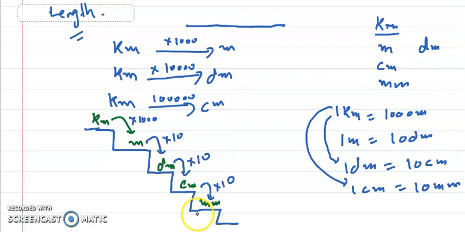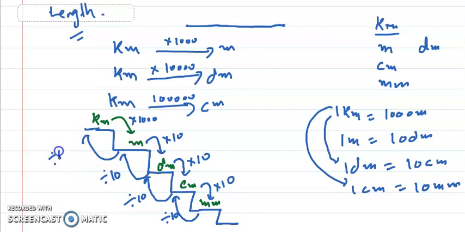But if we have to go back, from millimeter to centimeter, then we need to divide with 10. From centimeter to decimeter, divide with 10. From decimeter to meter, divide with 10. From meter to kilometer, divide with 1000. But if we have to jump directly, for example from kilometer to decimeter instead of meter, then you can see 3 zeros and 1 zero, so you need to multiply with 10,000.